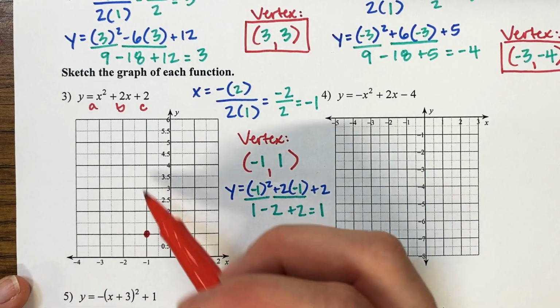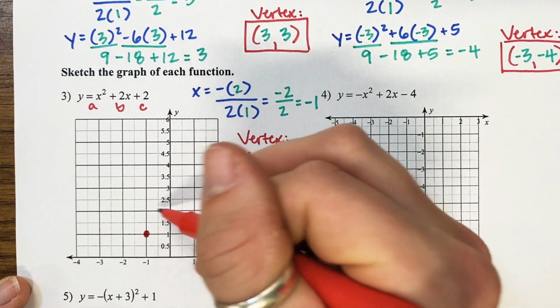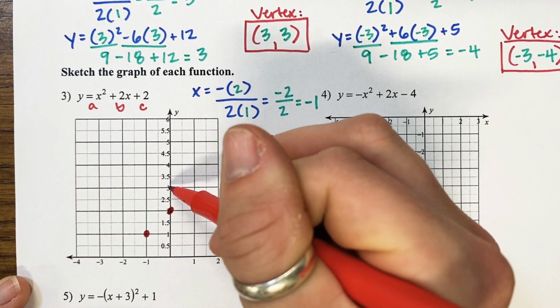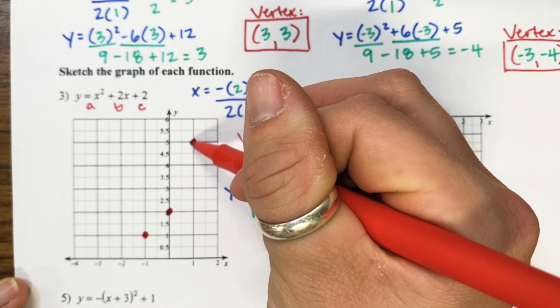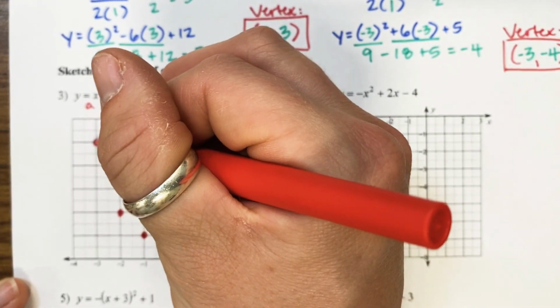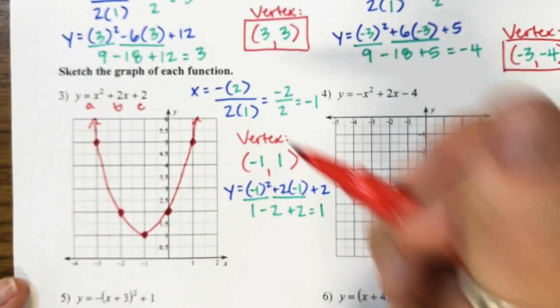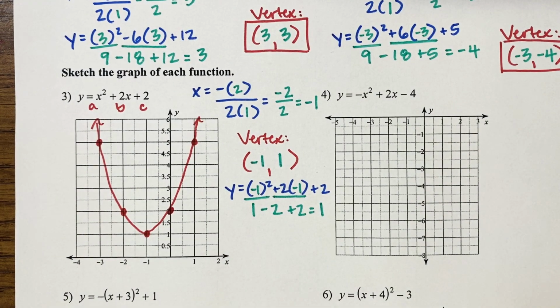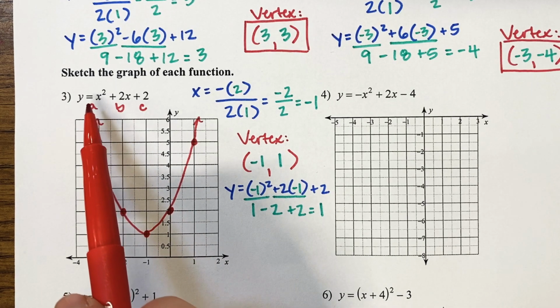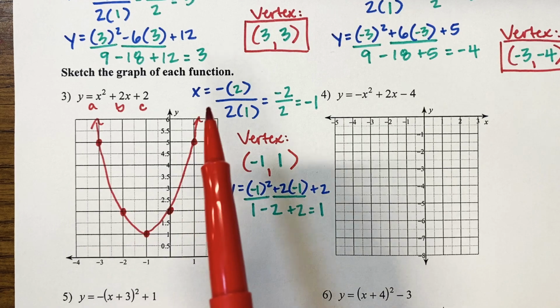Okay, now since our a was positive, we don't see any negative signs, we're going to go up 1 over 1, and 1, 2, 3 over 1. Mirrored on the other side, up 1 over 1, 1, 2, 3 over 1 on the other side. And there's our parabola. Okay, so remember, when our a is positive, or it was a positive 1, our arrows are going to go up. Our parabola is pointed up.